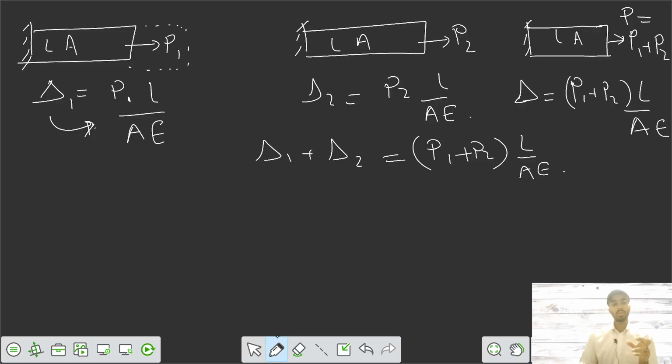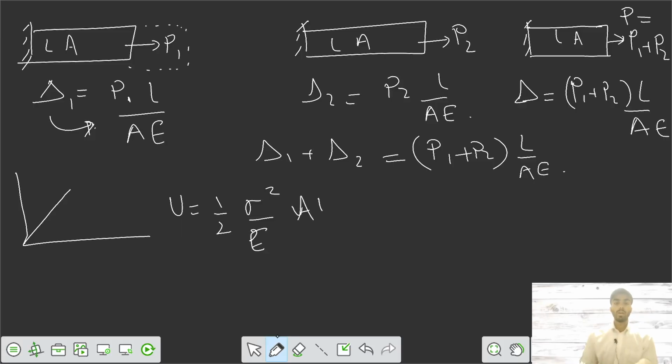Now you have another one for the resilience. We have studied resilience. We have resilience equals sigma square by 2E into volume.